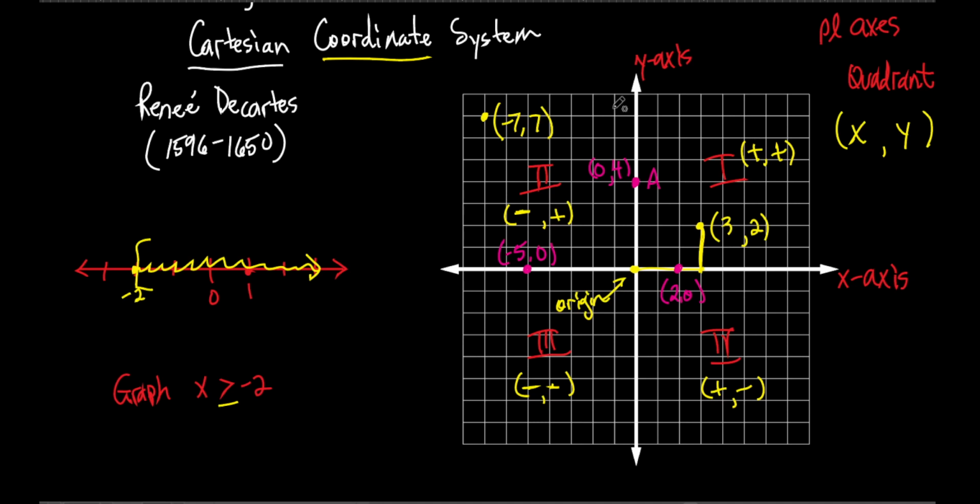I could ask you two things. I could give you a graph, put some points on there, and you tell me the coordinates. Or I could actually ask you to graph something. So what if I asked you to graph the point 3, negative 5? We'll call it point B. All right? So graph point B, and your point is 3, negative 5.